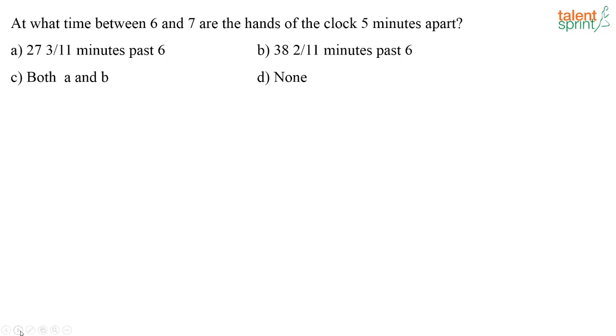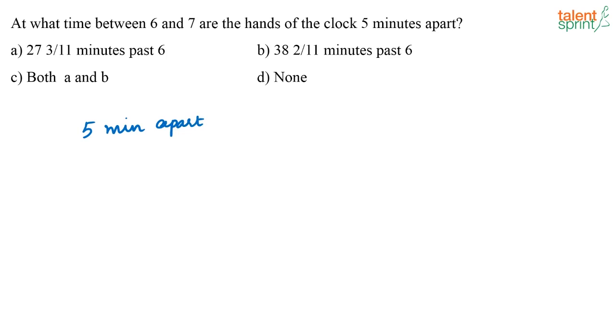At what time between 6 and 7 are the hands of the clock 5 minutes apart? So how do we solve this question? See, first let us find out what 5 minutes apart means. Now 5 minutes apart means the hour hand and the minute hand are 5 minute spaces apart.